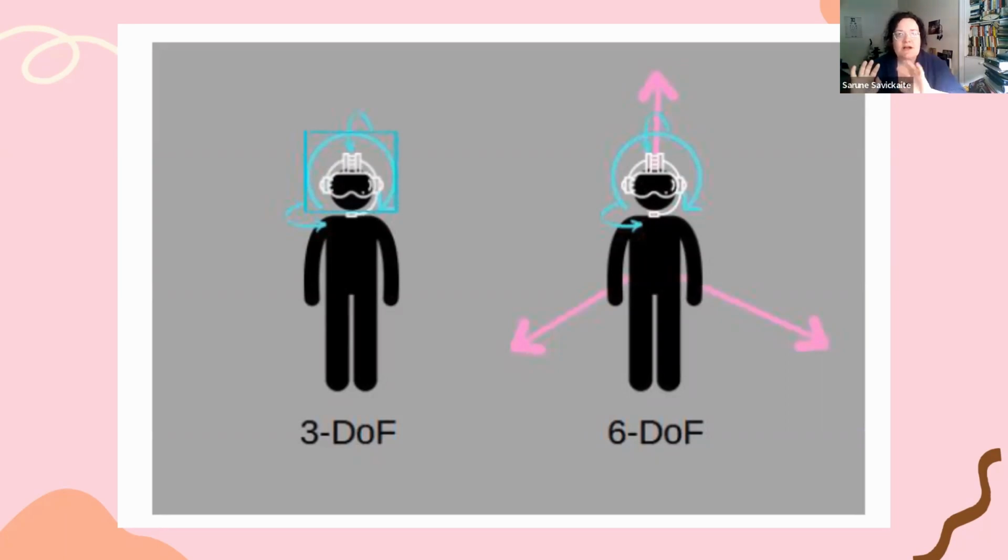You can just look around, like in 360-degree videos, whereas 6 degrees of freedom is what you would, I suppose, particularly recently associate with fully immersive virtual reality, where you are surrounded by a 360-degree video, but you are also able to interact with the environment.